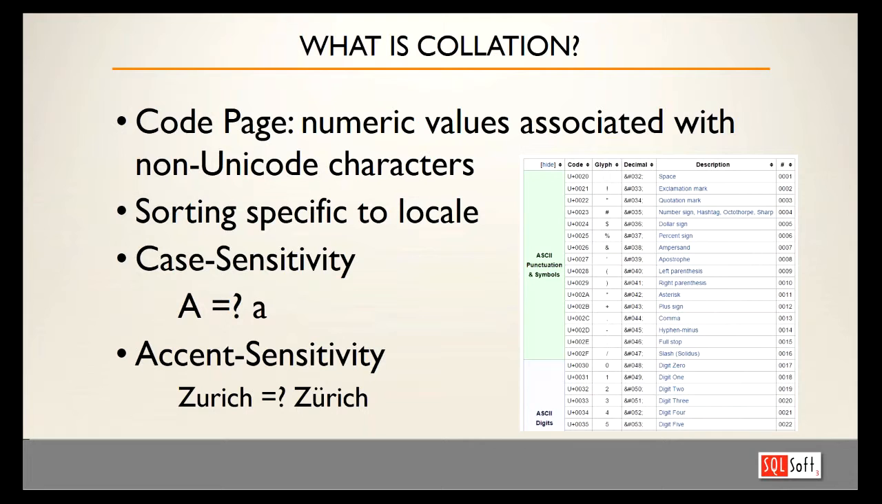Case sensitivity is also something that is governed by collation. How do uppercase characters match up to lowercase characters? Is an uppercase A interpreted as being equivalent to a lowercase a when it comes to grouping, sorting, and determining what is something equal to something else? And then, how does accent sensitivity figure into whether something is equal to something else?